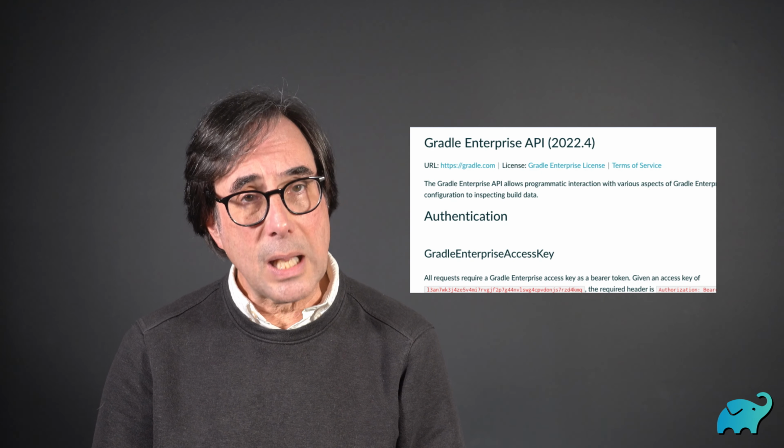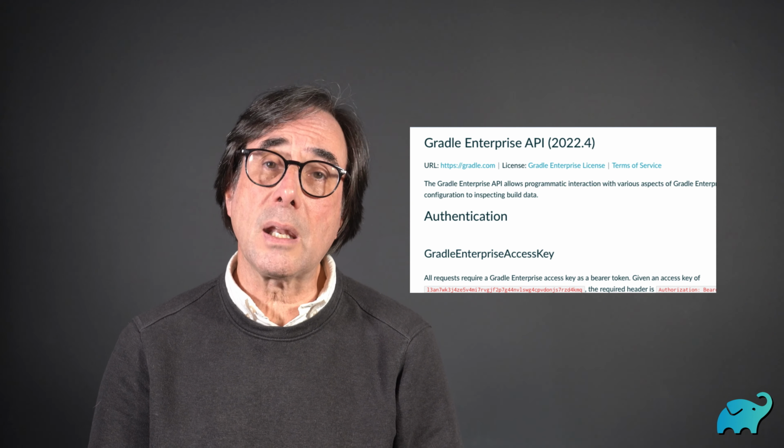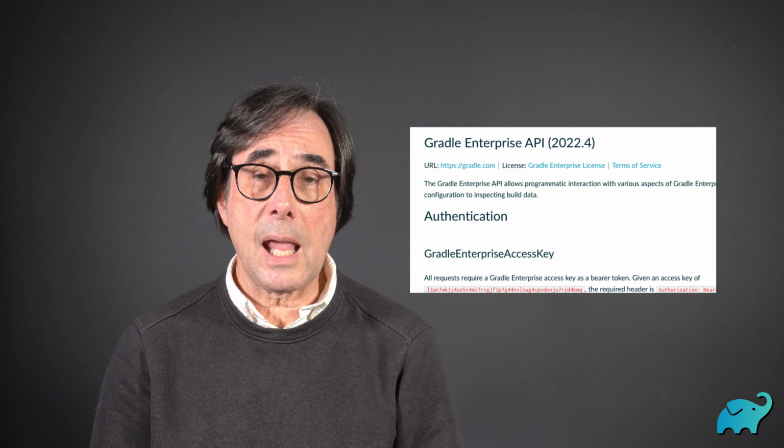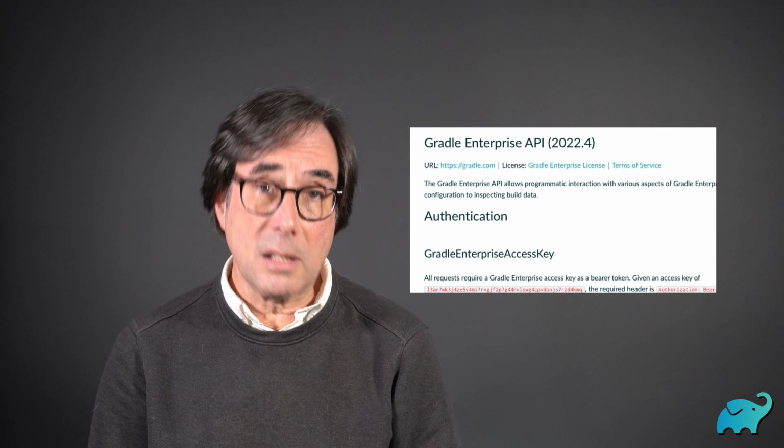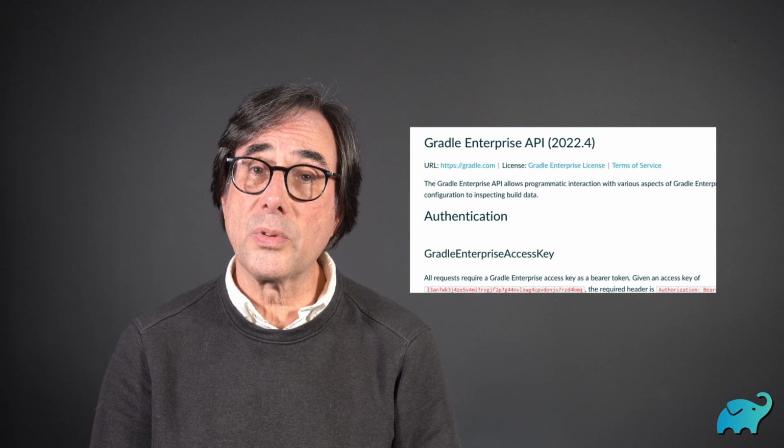The Enterprise API has been enhanced, making it easier to retrieve information and analyze builds, as well as create, edit, and delete test distribution agent pools and API keys.